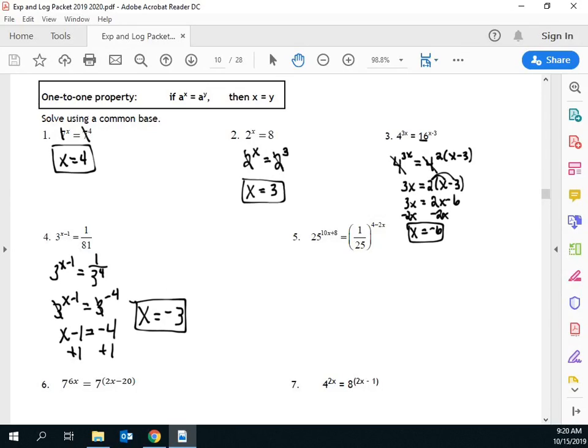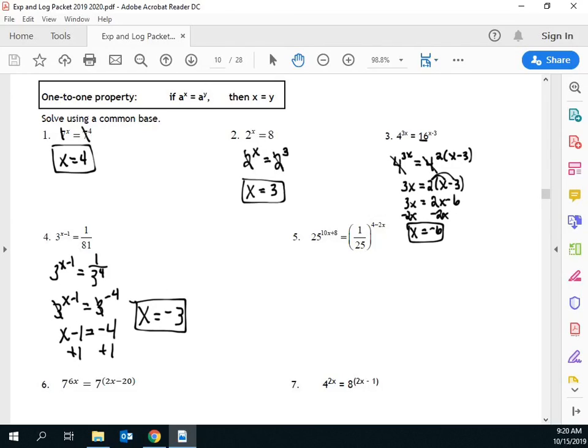Number 5. Well, the good news is I see 25 in both of them. Do you see 25 on both sides? That's nice. There's no reason to look at a table or think about multiplying anything times itself. However, it's not 25 as a base just yet.